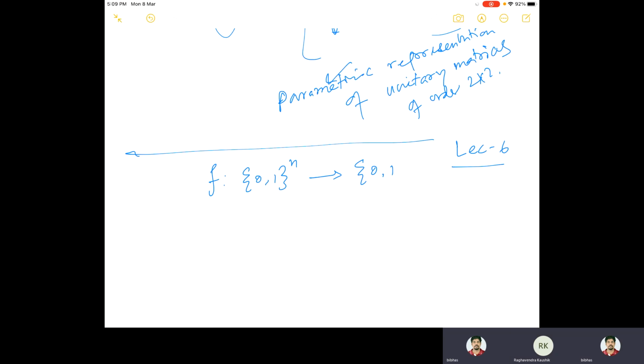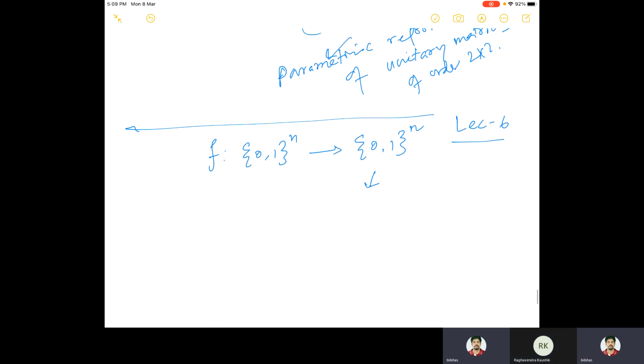Okay. So I was talking about this. I said it is from 0,1 to the power n to 0,1 to the power d, but it should be 0,1 to the power n. That's the first thing, which was corrected in the class. And then I said something which is grossly wrong.